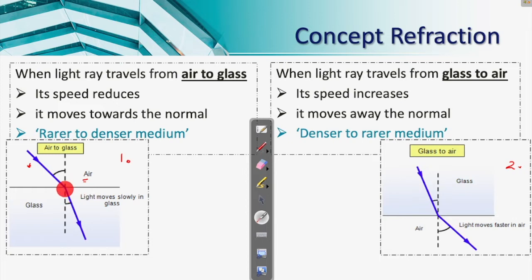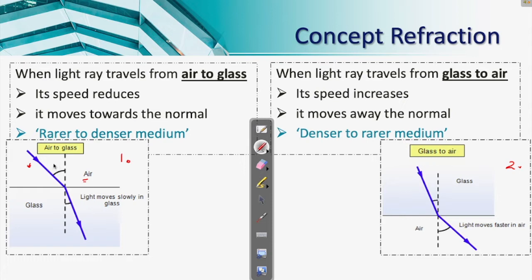It is bending at the boundary of air and the glass. Here as well, in the second picture also, the light is bending at the boundary of the glass and the air. That means refraction is happening. What is refraction? Refraction is the bending of the light when it enters from one transparent medium to another. We see the refraction happening in both the cases, but there is a slight difference in the refraction that is happening in both the cases.